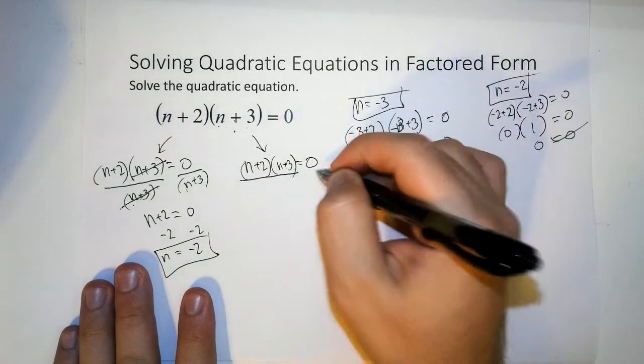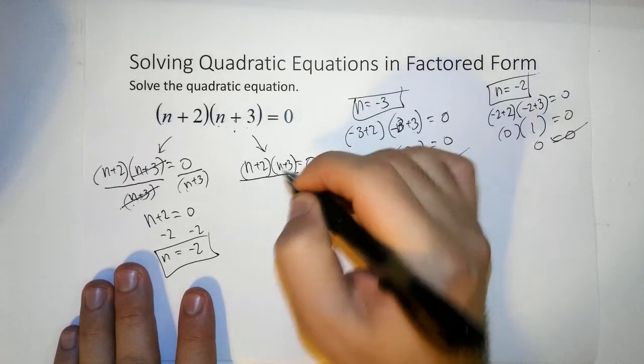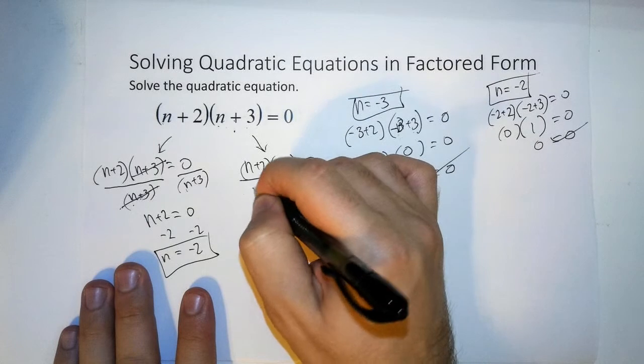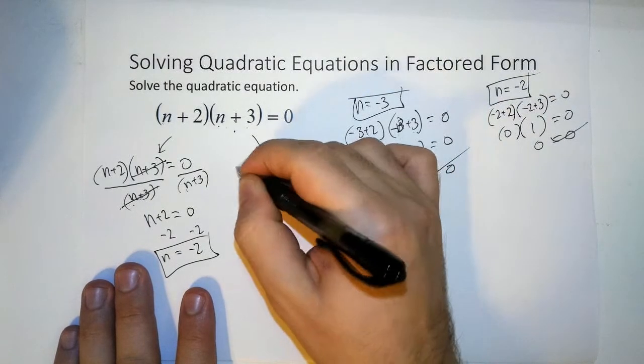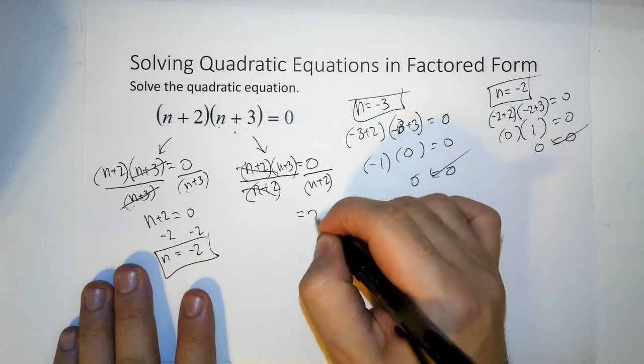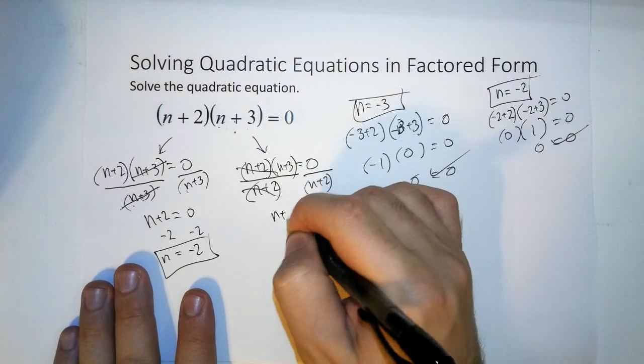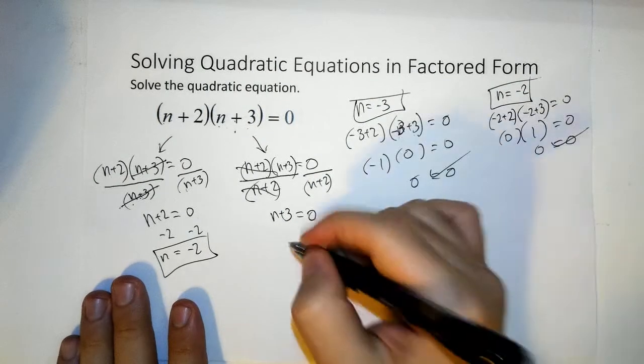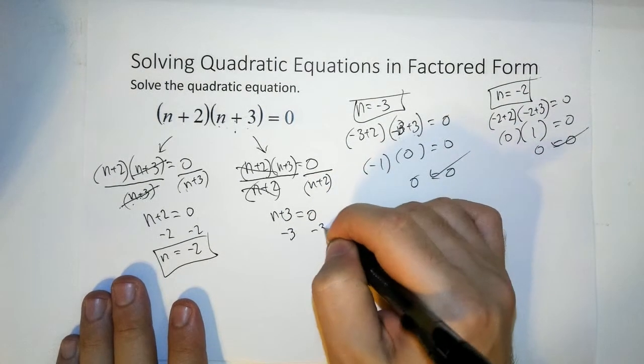How do we do that? Well, we divide by n plus 2 on both sides. That was our trick, right? We saw that if we divided by it, we could cancel them out. And now 0 divided by n plus 2 is equal to 0, and we have n plus 3 left over on the left side. Bada boom, bada bing.